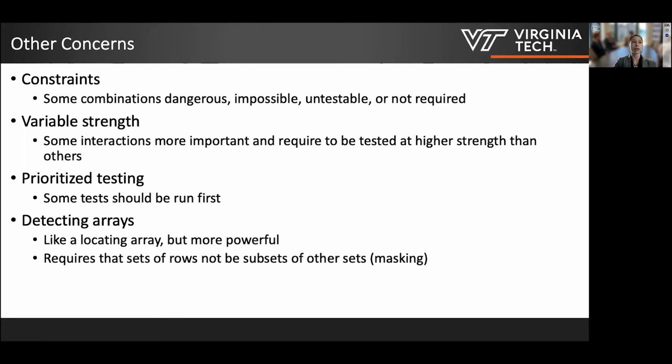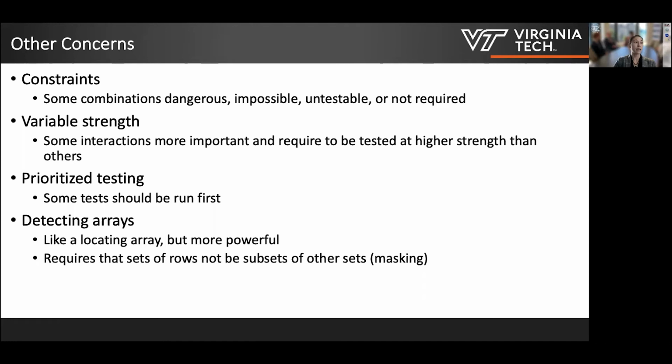So we might want to test certain components in four-way interactions, where for other components we only care about seeing them in pairs with other components. We might require that some tests have to be run first. So if we have a scenario where we have a full test suite, but we might run out of time, we might want to make sure that the tests that are most important occur early in our test suite.